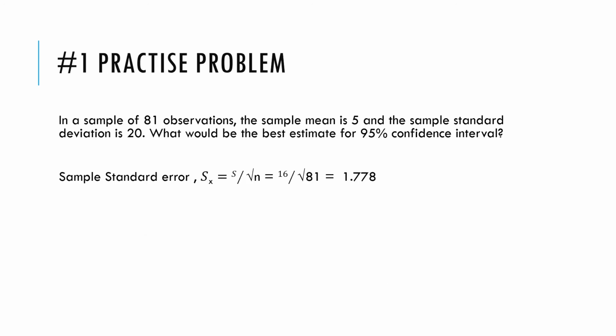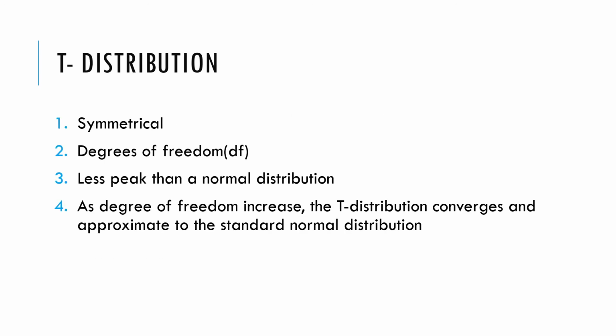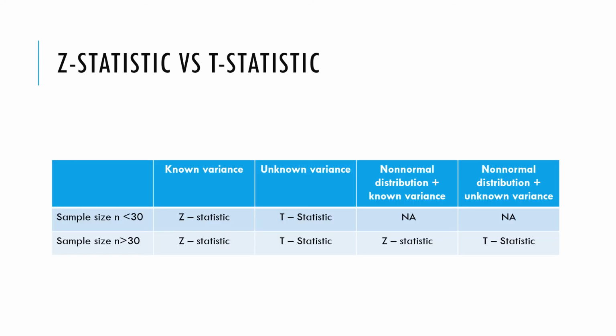Practice problem to illustrate the confidence interval. With that, we need the standard error. The t-distribution is to use the sample to estimate the population. Compared to the z-distribution, the t-distribution is used when we have unknown variance.